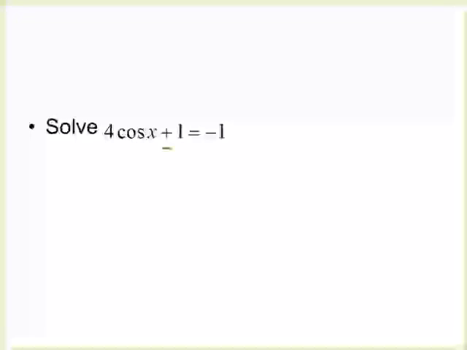Subtract 1. And then divide by 4. So cosine of x is negative 1/2. First step, get the trig function alone.